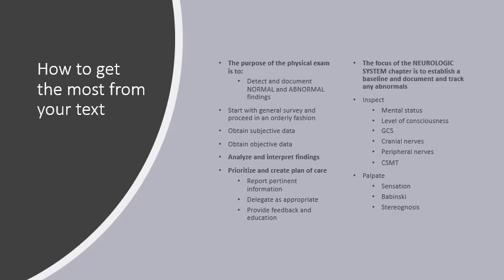And we inspect mental status, level of consciousness, the Glasgow Coma Score, the cranial nerves, peripheral nerves, CSMTs, and then palpate, sensation, Babinski's, and stereognosis.